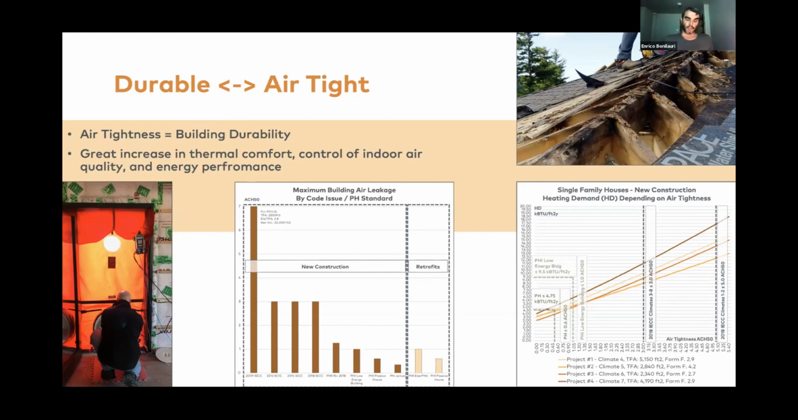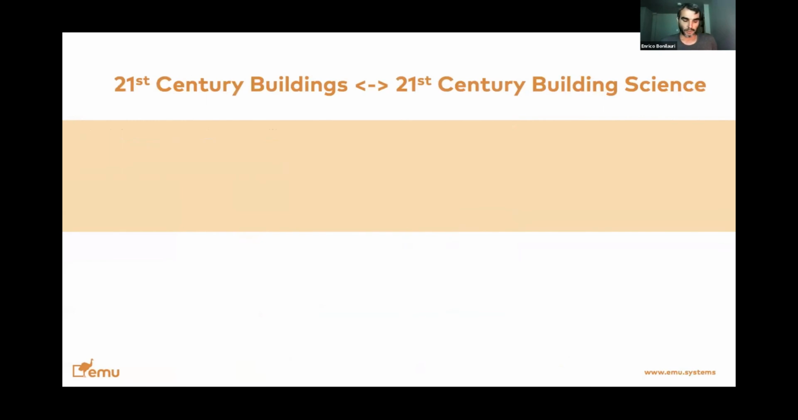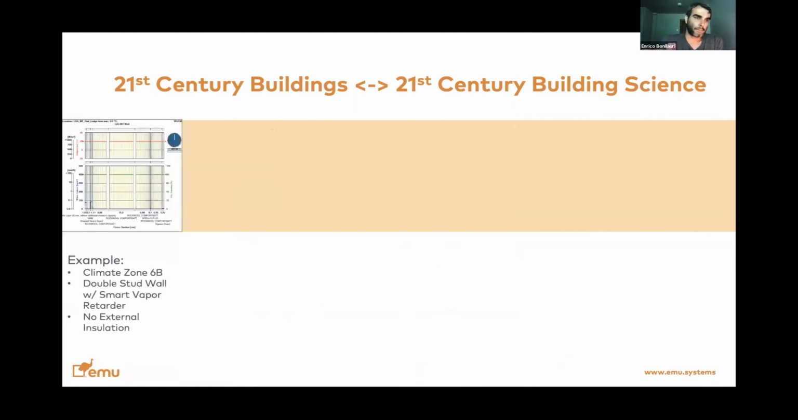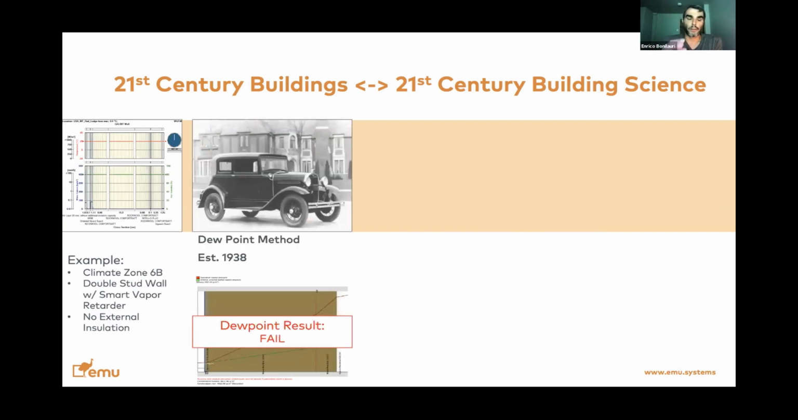And in trying to deliver an actual efficient building, we need to make a comment about building science and how that is carried out. We have an example of a wall assembly that we have used in a project in climate zone 6. It's a double stud wall with an internal smart vapor retarder, and there is no external insulation. If you were to use the old dew point method in assessing the moisture management, this wall would fail.